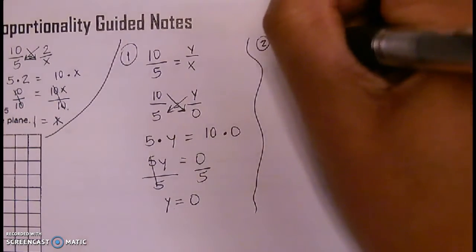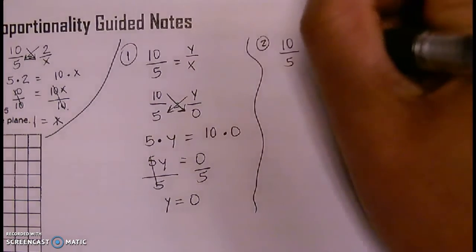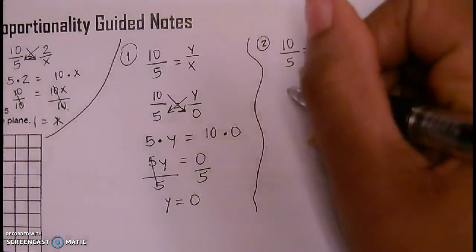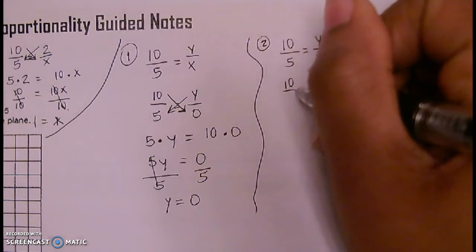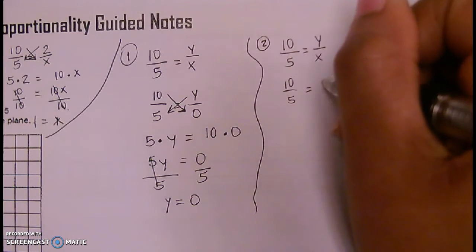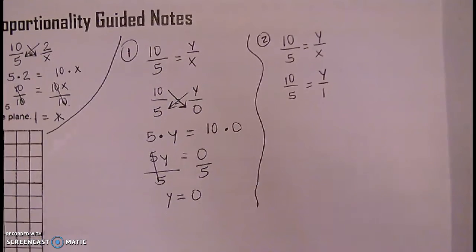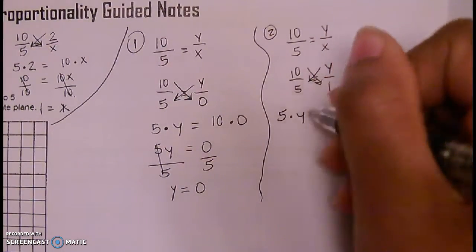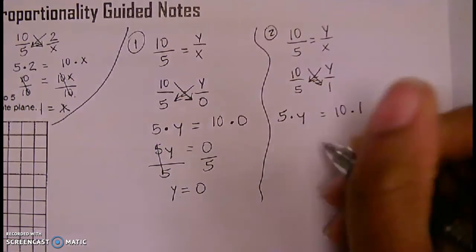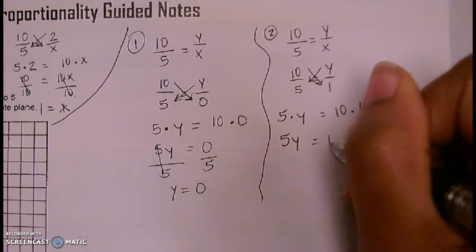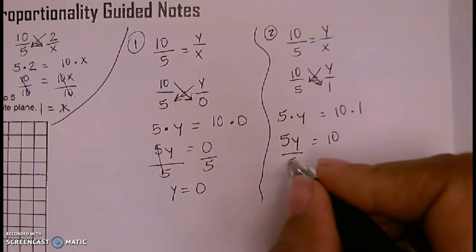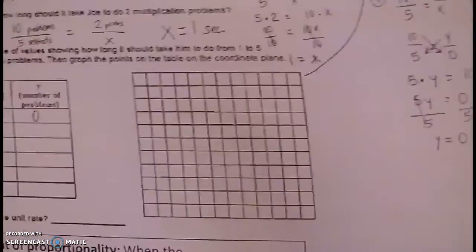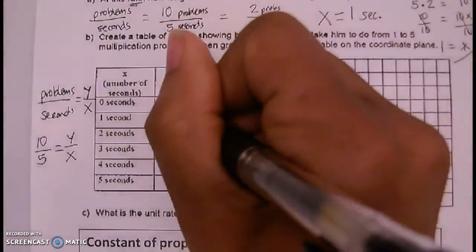Okay, same setup. 10 over 5 equals y over x. I'm going to plug in for my x the number 1. Using the crisscross method, I'm going to solve this. So I get 5 times y equals 10 times 1, which gives me 5y equals 10. Divide both sides by 5, and y equals 2. So I'm going to come over and write 2.